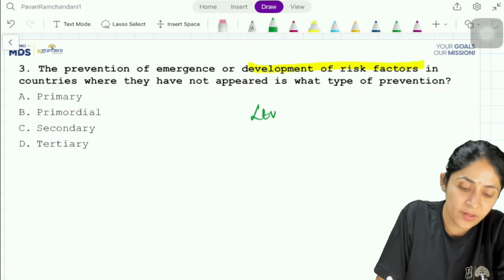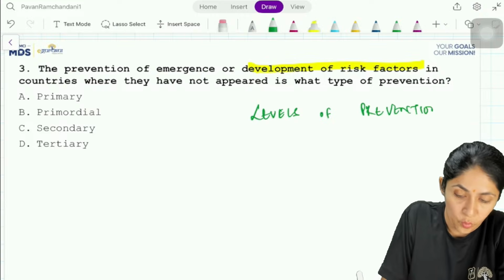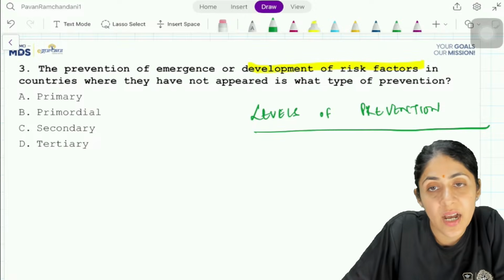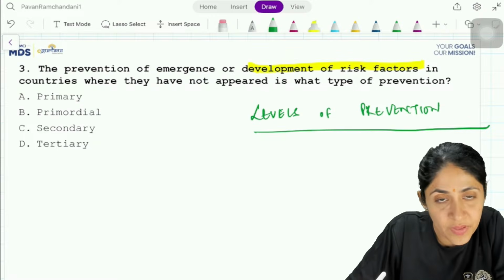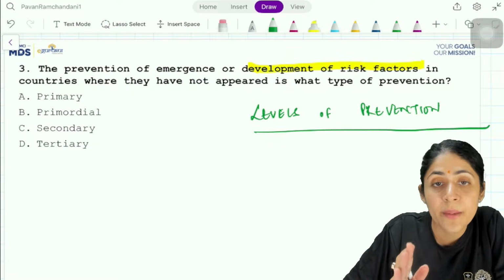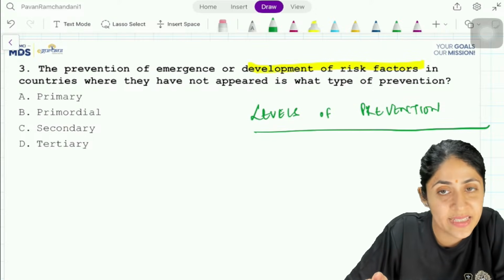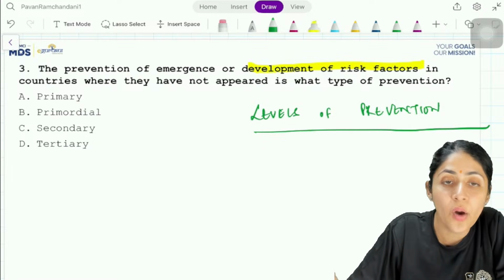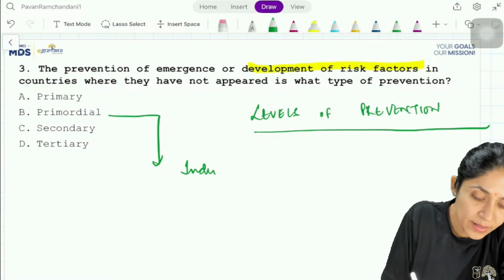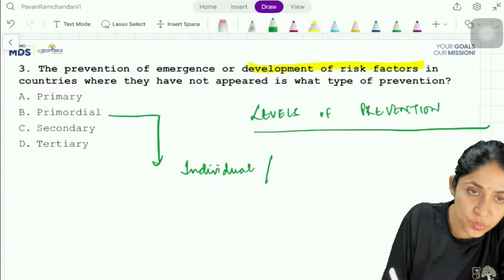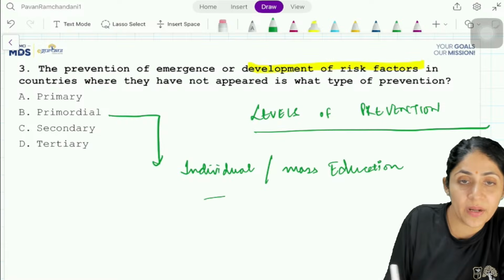Okay, so there are various levels of prevention. What are those levels? Levels are that there is primordial prevention, there is primary prevention, there is secondary prevention, and there is tertiary prevention. Primordial is that you prevent the development of the risk factors in whom they have not yet developed. Now how do you bring about primordial prevention? You do intervention by mass education, individual and mass. By giving health education, you can bring about primordial prevention.